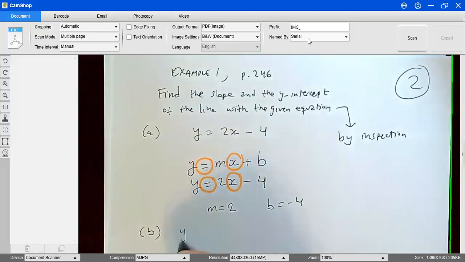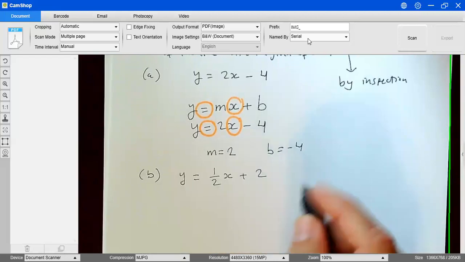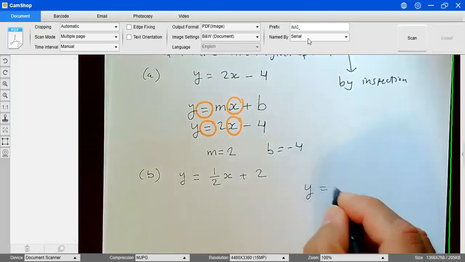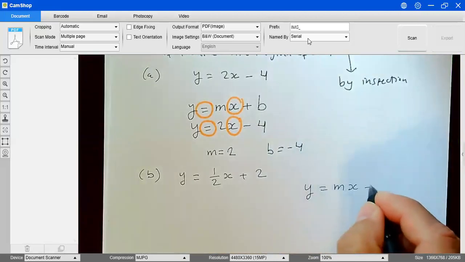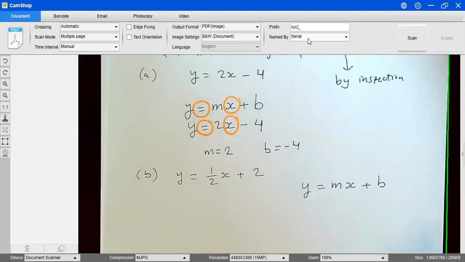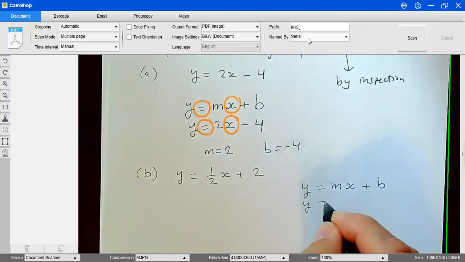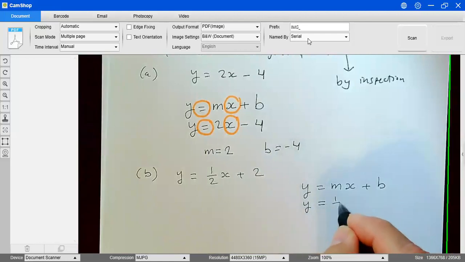So the second case is y equals 1/2 of x plus 2. So I'm going to do the same thing. I'm going to do it now over here. I'm going to write my formula, the form, the slope-intercept form. I'm going to write now the equation. I'm going to align everything.